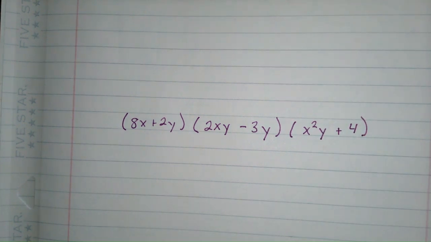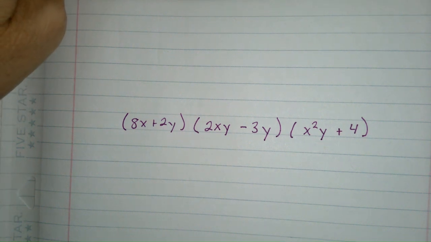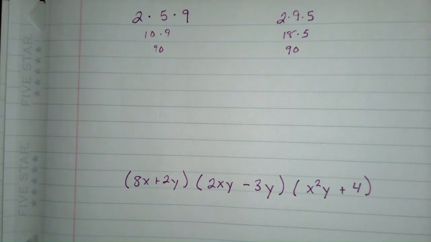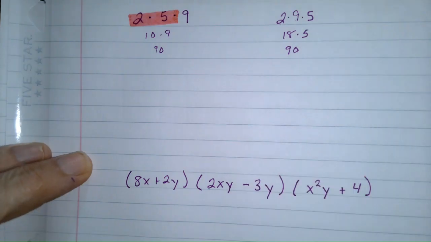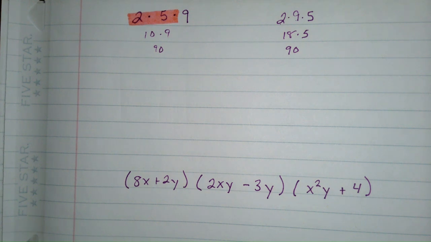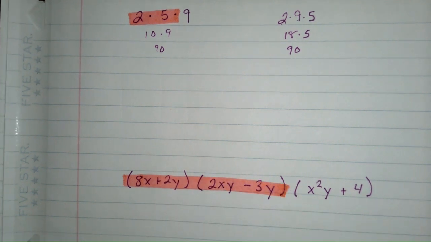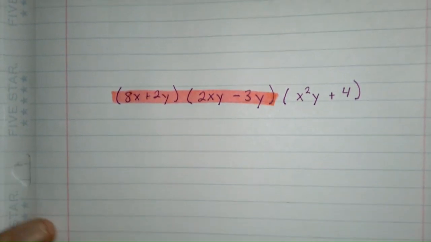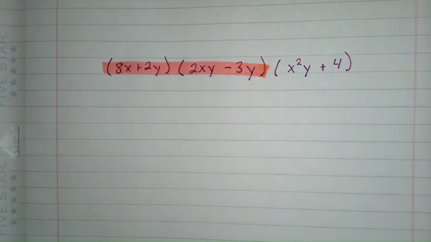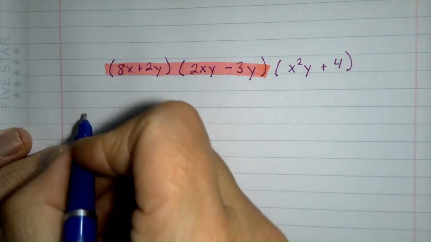Here we have a binomial being multiplied by a binomial being multiplied by a binomial. So we need to treat it like that. Here we multiplied the 2 by 5 first, got that answer, and then multiplied it by the 9. So that's what I'm going to do here, is I'm going to multiply these together first. Okay, now that's a binomial times a binomial.